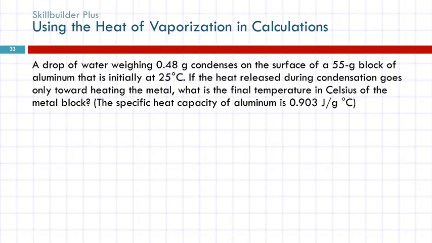This one's a little more challenging. A drop of water weighing 0.48 grams condenses on the surface of a 55-gram block of aluminum that is initially at 25 degrees Celsius. If the heat released during condensation goes only toward heating the metal, what's the final temperature in Celsius of the metal block? The specific heat capacity of aluminum is 0.903 joules per gram degree Celsius.